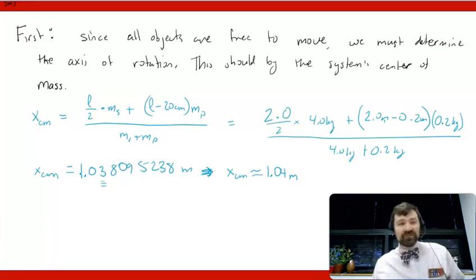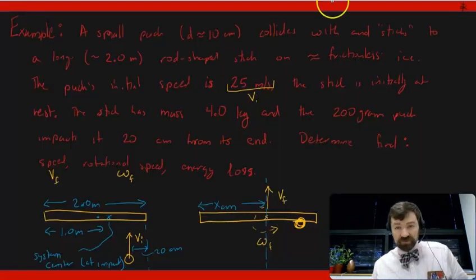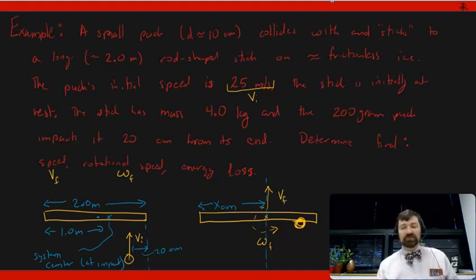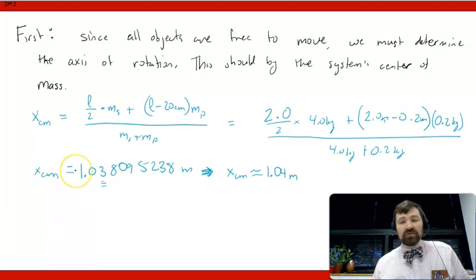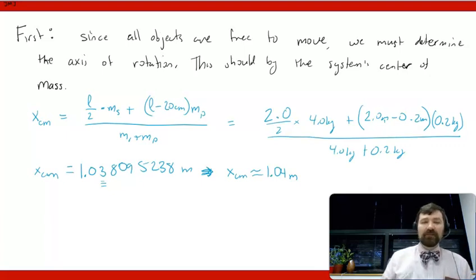And actually even that is doing some interpretation here, that when we say the impact is 20 centimeters from the end, we also mean that the center of the puck is, and that's not a very unreasonable interpretation. It's quite reasonable for that particular interpretation. So our center of mass is 4 centimeters off from the actual center of the stick. Okay, so that is our first step.